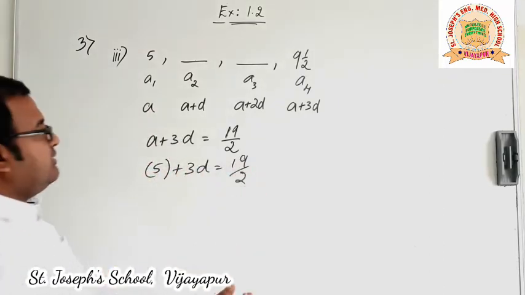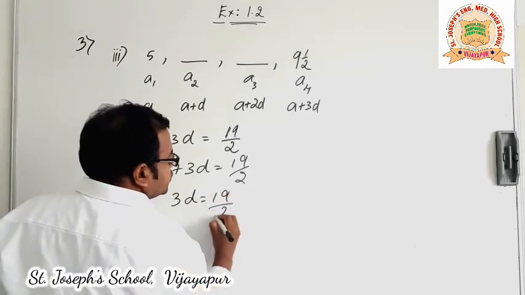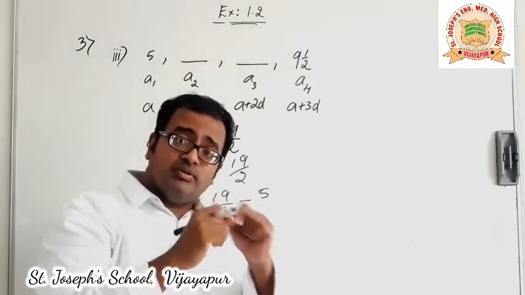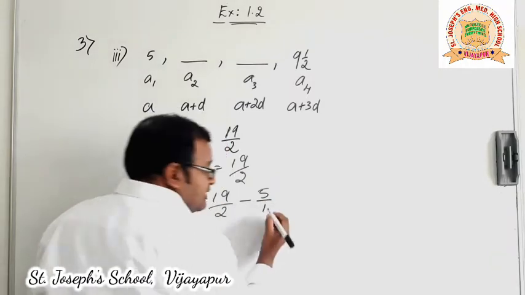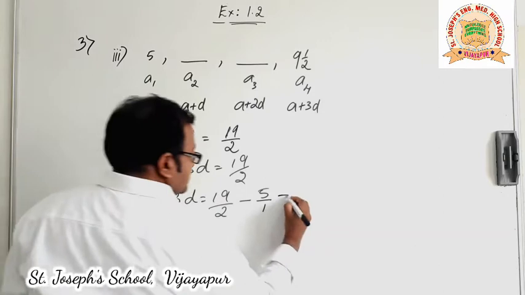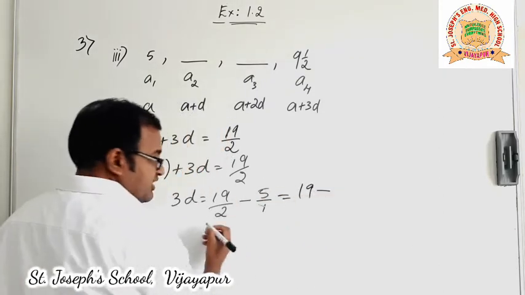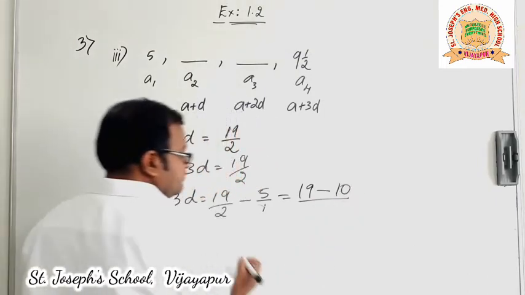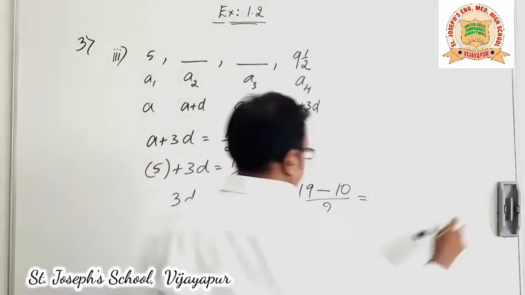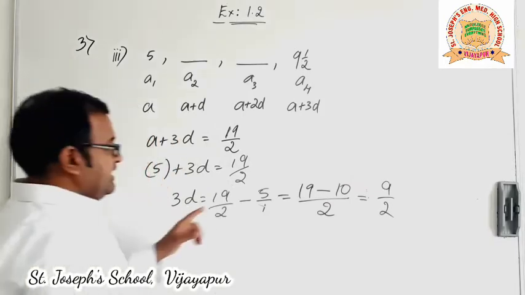Plus 5 goes to the other side, becomes minus 5. So 3D is equal to 19 by 2 minus 5. Remember, this is not a fraction, so to convert it into a fraction, divide it by 1. Now, multiplication, so that is the simplification step. 19 ones are 19, minus 5 twos are 10, divided by 2 ones are 2. 19 minus 10 is 9, which is 9 by 2. So 3D is equal to 9 by 2.